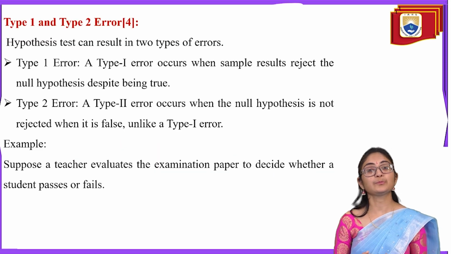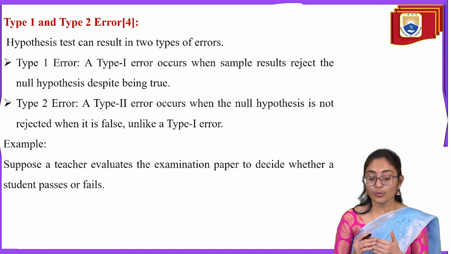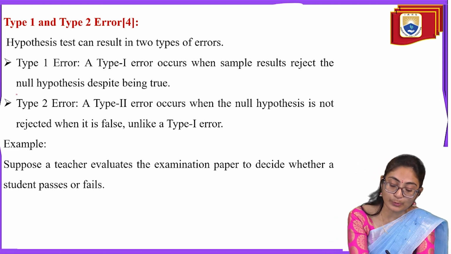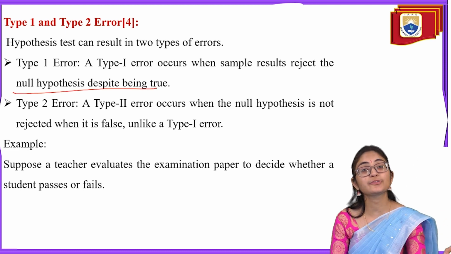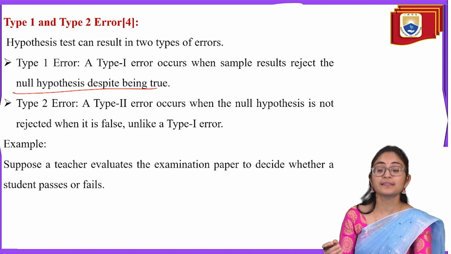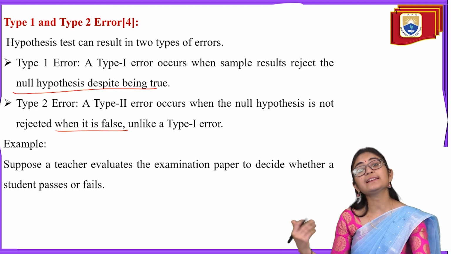Now, type 1 and type 2 error. What is meant by type 1 and type 2 error? A type 1 error can occur when your sample result rejects the null hypothesis despite it being true. And a type 2 error will occur when the null hypothesis is not rejected when it is false, unlike type 1 error.